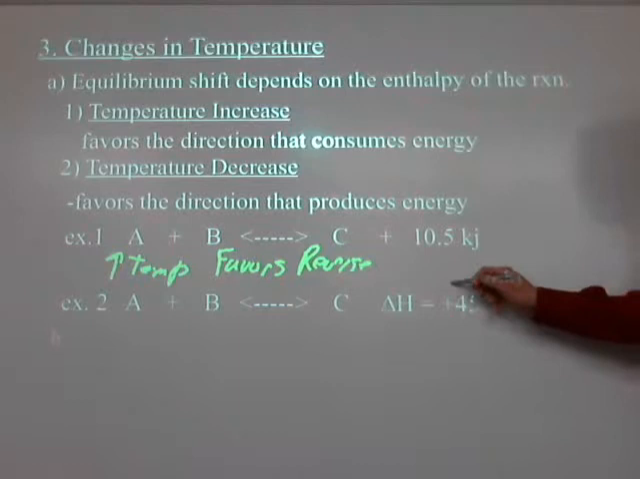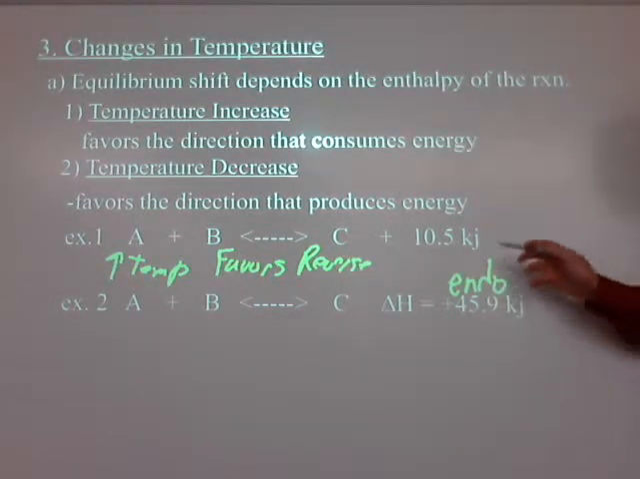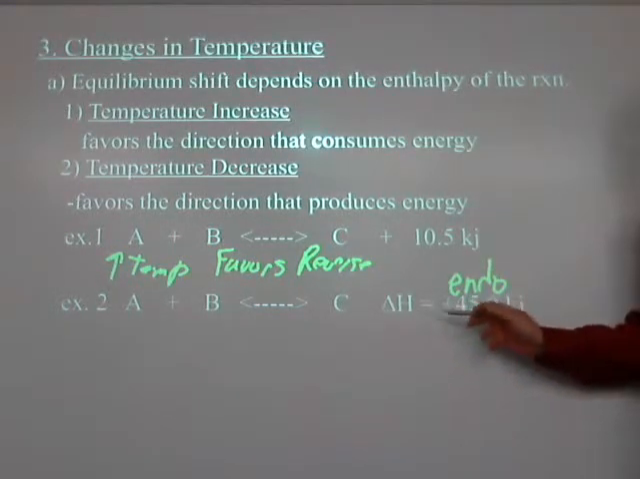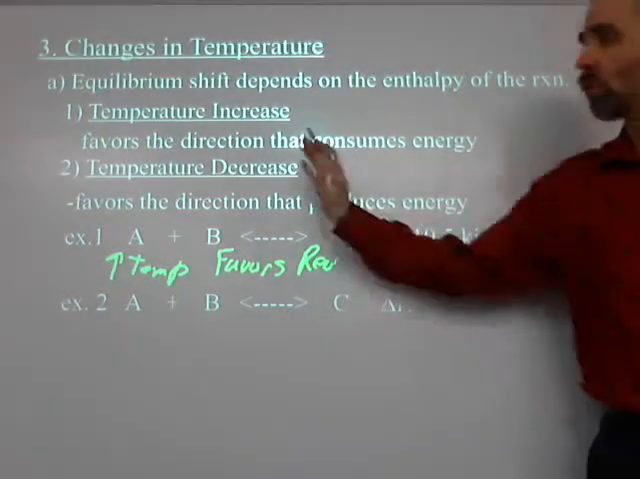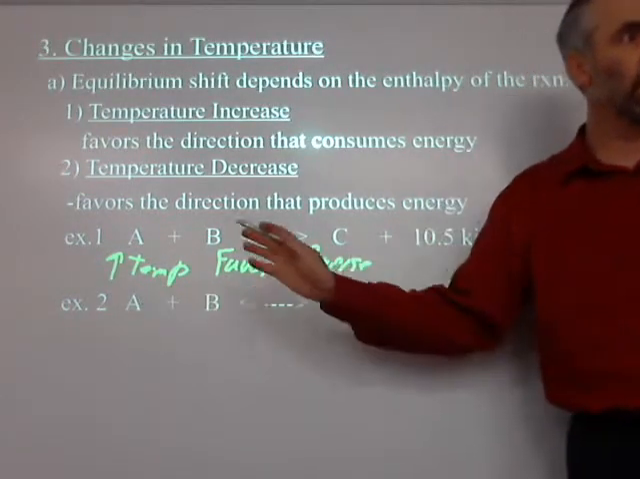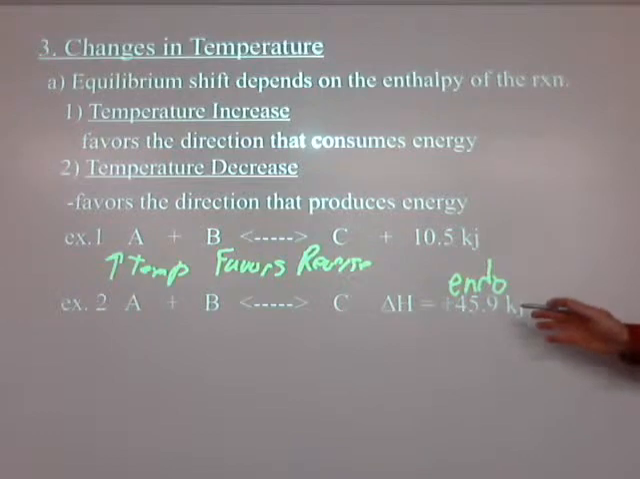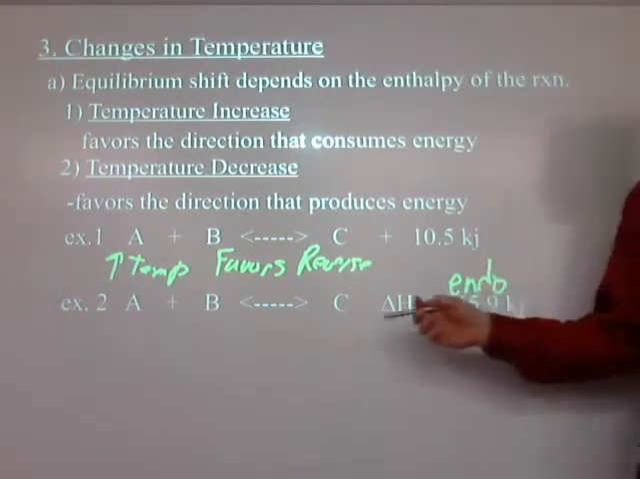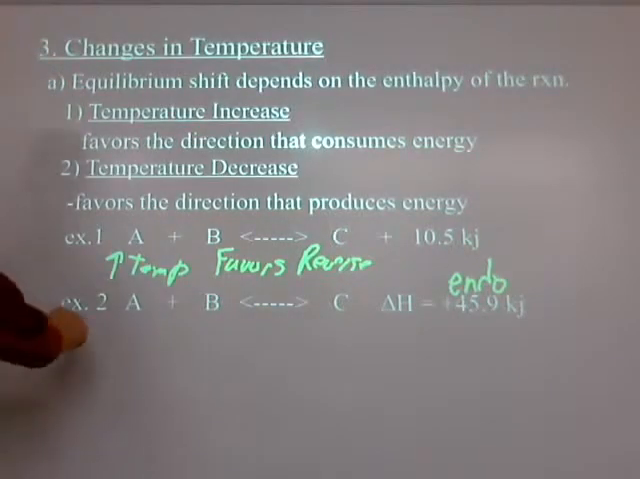Endo or exothermic? Yeah, it's amazing how quickly we forget. It's endo. It's exactly right. So if it's endothermic, where does that 45.9 kilojoules go? It actually goes on the left-hand side, doesn't it? Remember? You're adding that much energy to it to make the reaction go. In that case, an increase in the temperature is going to favor the forward.